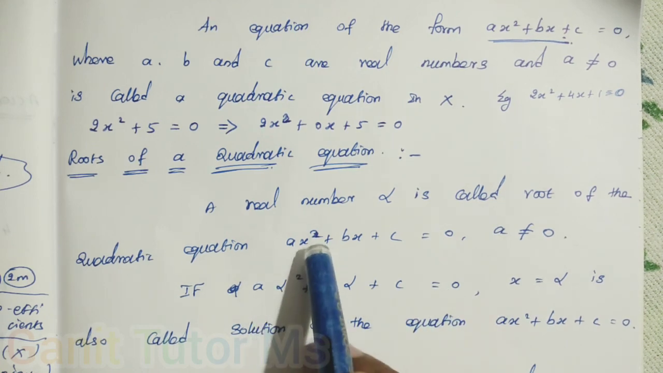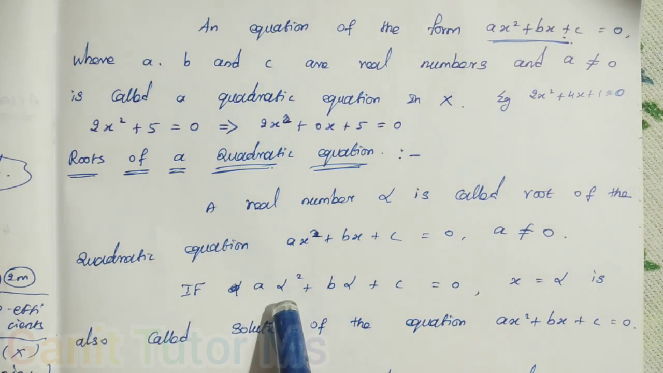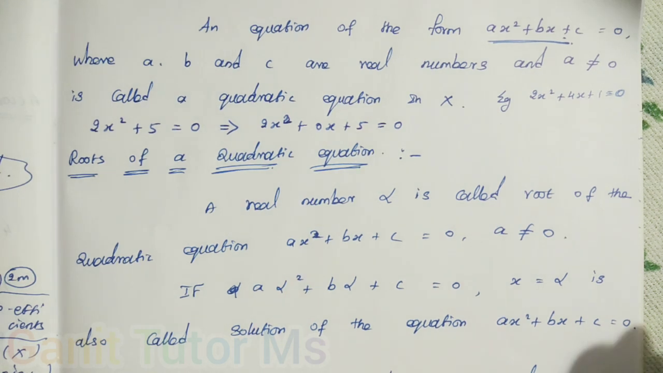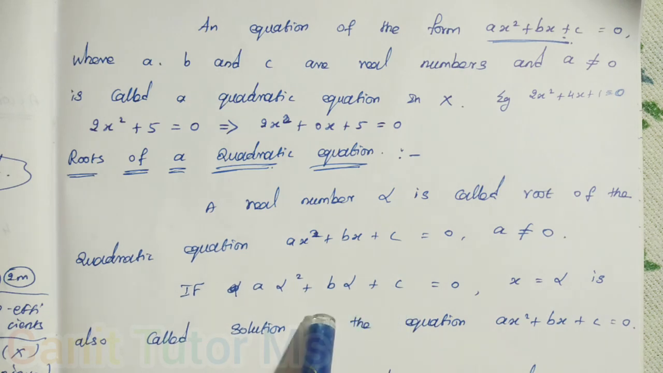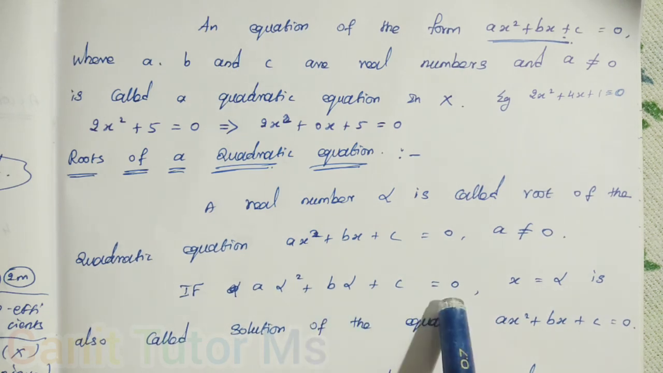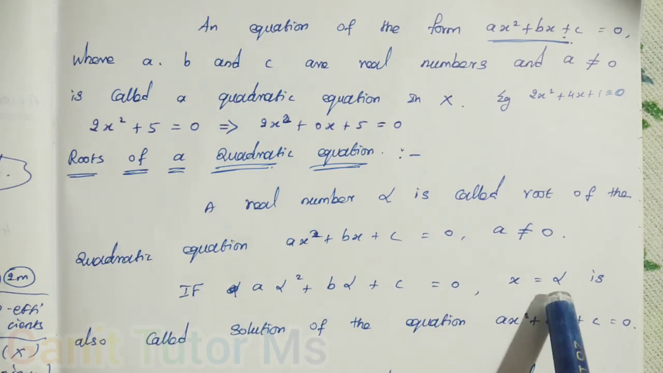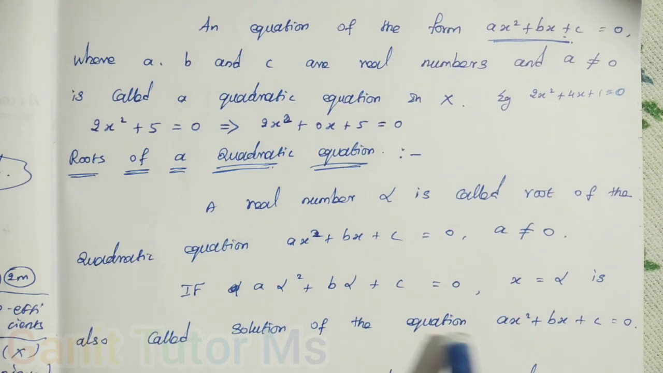Actually here, instead of x value, we substituted an alpha. Alpha can be any real number, right? Any real number alpha that satisfies the entire equation, making it equal to 0, then the x value alpha is called the solution of the equation.